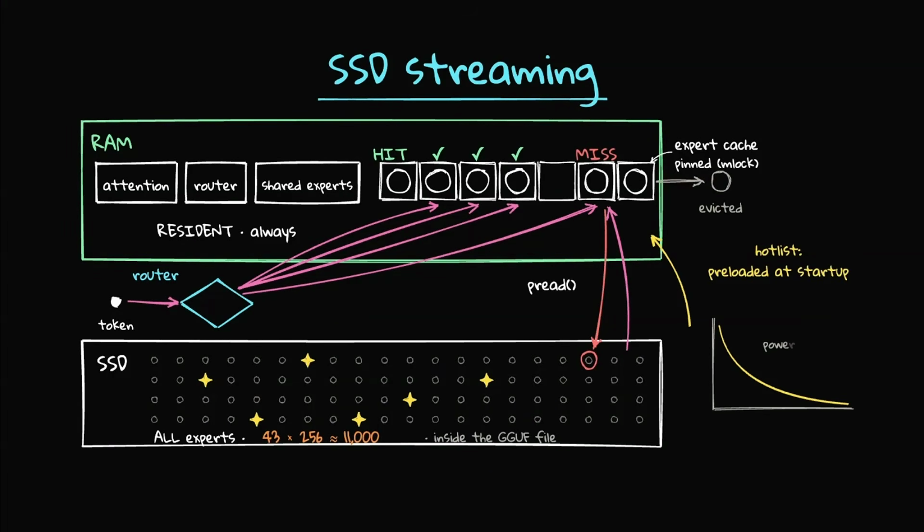But here's the interesting thing. The usage actually follows a power law. Some experts are just popular. And DwarfStar ships a pre-filled hotlist and preloads the popular ones at startup, so the cache starts warm. Now, the result is long prompts still process fast, and generation slows down only as much as you miss the cache, which leads to a complete reframing of that cliff.